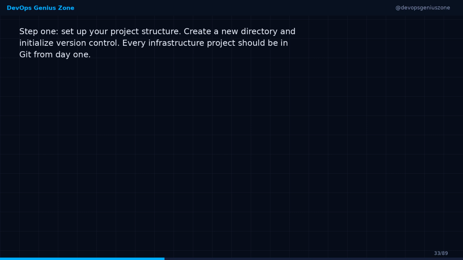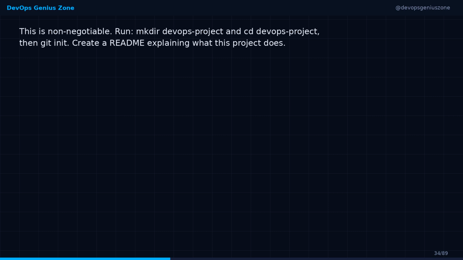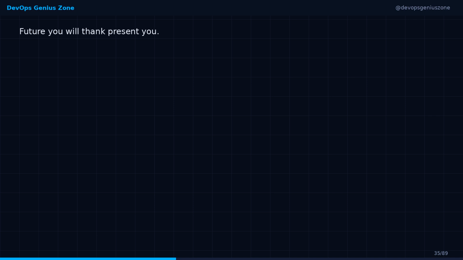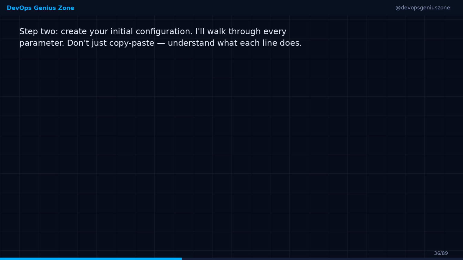Step 1, set up your project structure. Create a new directory and initialize version control. Every infrastructure project should be in Git from day 1. This is non-negotiable. Run mkdir devops-project and cd devops-project, then git init. Create a README explaining what this project does. Future you will thank present you.